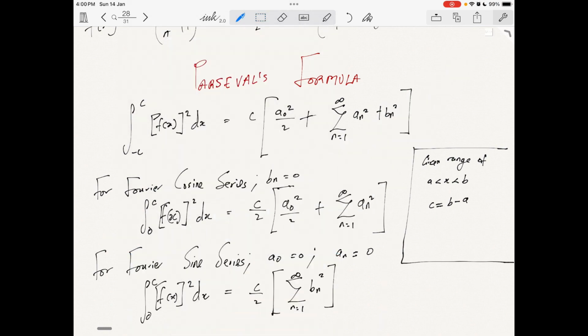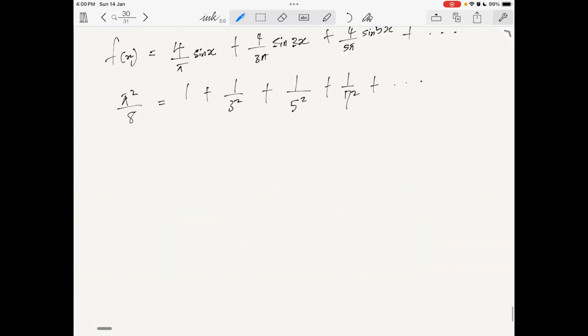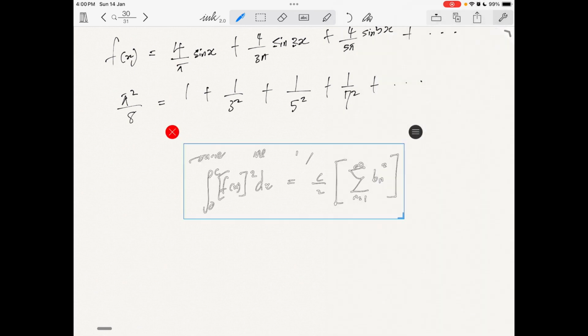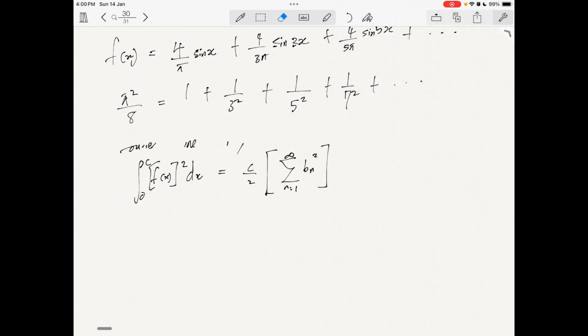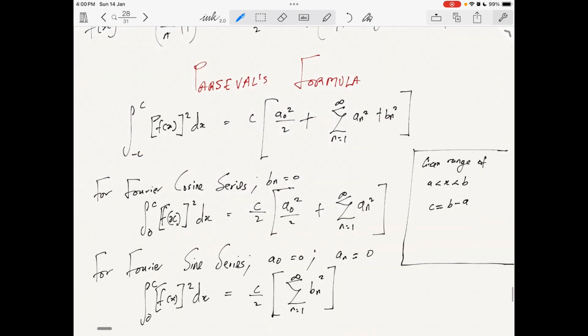So we can copy it and let's replicate it here. Now the question is, what is C? Okay, what is C? Now if we go back again to our set of formulas, you can say that given the range of a less than x less than b, our C is equal to b minus a.